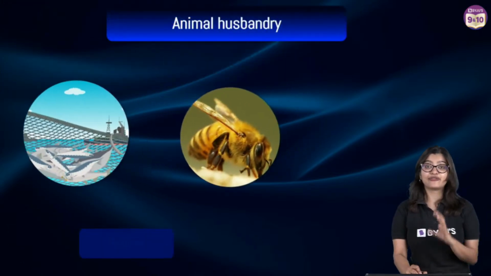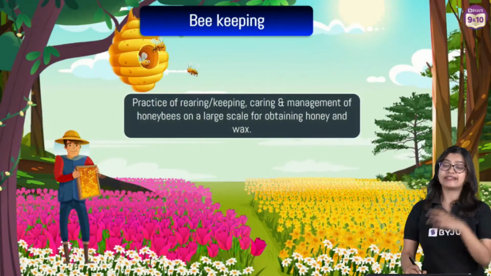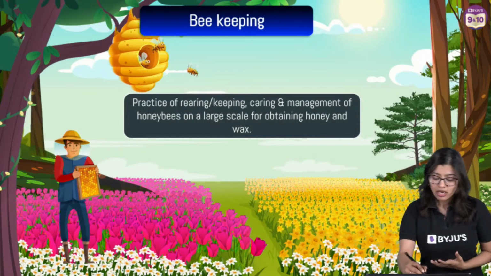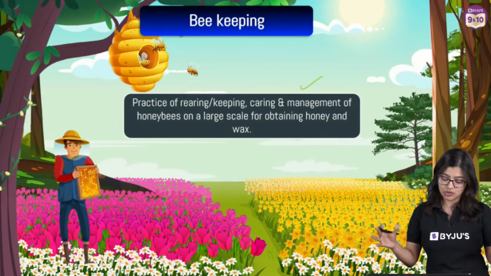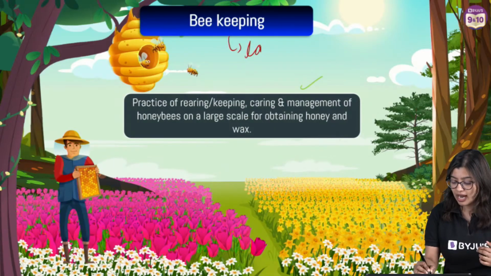So with this, we are done with fish production and we will move on to beekeeping, which is also known as apiculture. Now, apiculture is the practice of beekeeping, taking care of bees, management of them on a large scale, right? On a large scale.